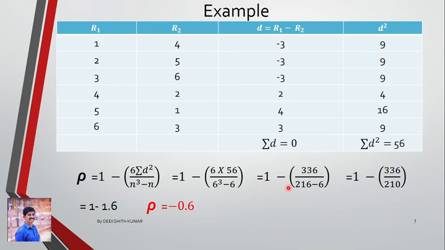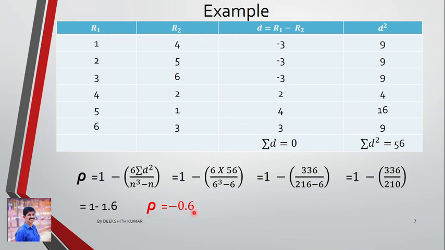1 minus 6 into 56 is equal to 336. 6 cube is equal to 216 minus 6. That is 1 minus 336 divided by 216 minus 6, which is 210. So when we divide it, it becomes 1 minus 1.6. That is, rho is equal to minus 0.6. So here is the correlation answer: rho is equal to minus 0.6.